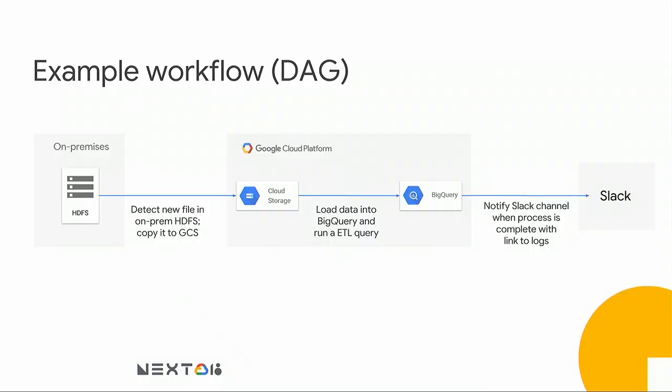A few things you probably have noticed in this example workflow description. There are tasks associated with workflows. For example, you want to run a BigQuery job. There are also dependencies. You want to wait until the data is available in GCS, and then you start your BigQuery job. There's also a component of triggering something. I have a file that now appears in my on-prem HDFS. Then that starts my workflow.